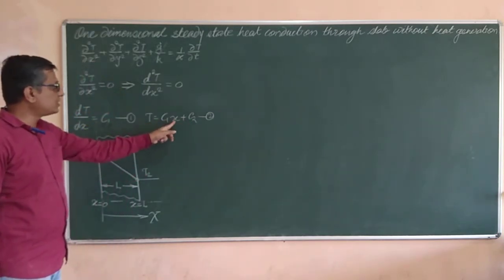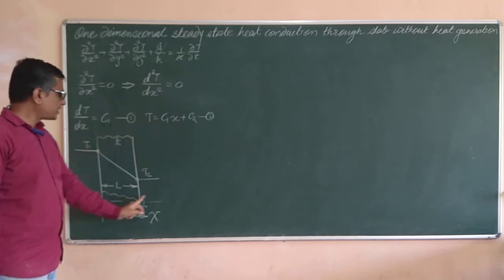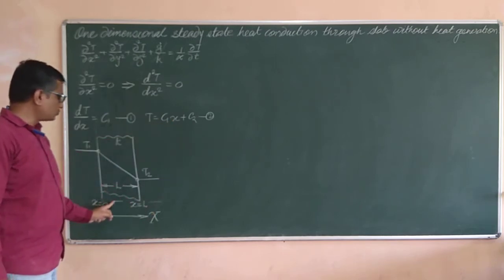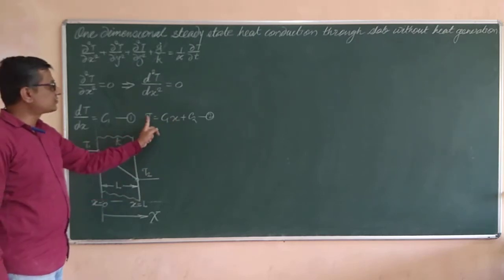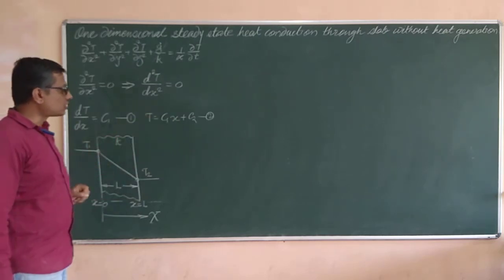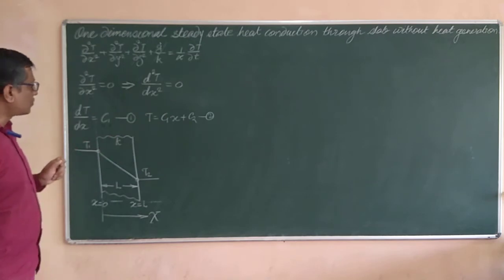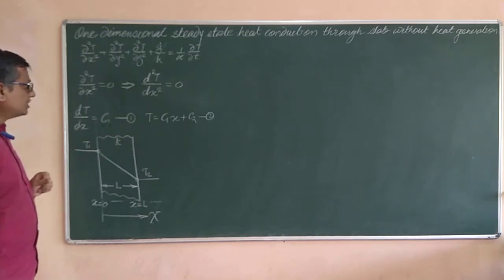If you take various values of x over here, from 0, 1, 2, 3, 4 up to capital L, this equation will give you the temperature at that particular location x, where C1 and C2 are constants. Now here we are going to find the constants C1 and C2. Let us take the boundary conditions. What are the boundary conditions?